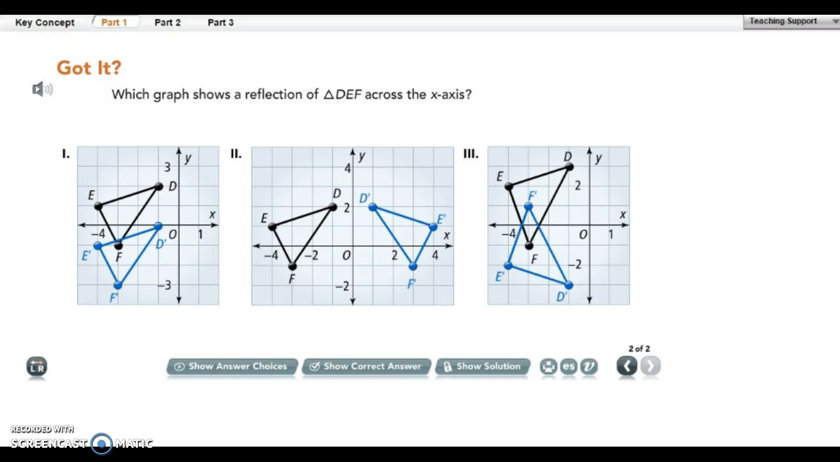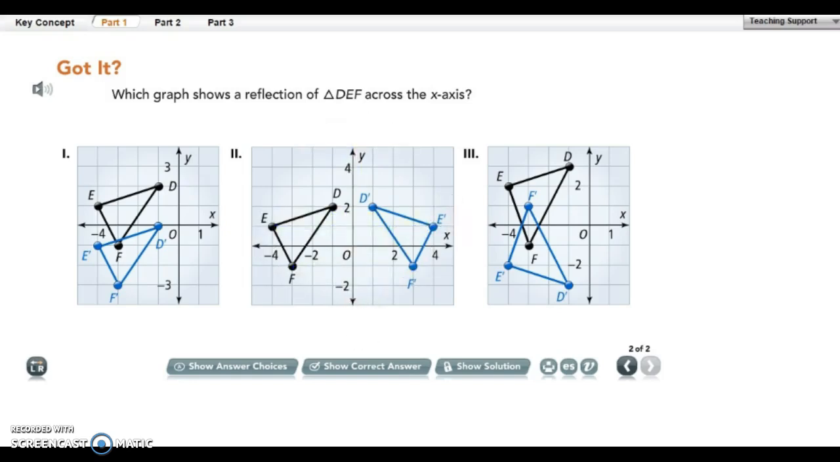The second one, we're going to put a line down the middle. This is our line of reflection. 1 unit over from D to D prime to the line of reflection. 1, 2, 3 units from F. 1, 2, 3 units to F prime. 1, 2, 3, 4 units to E, and 1, 2, 3, 4 units to E prime from the line of reflection. So this one is a reflection.